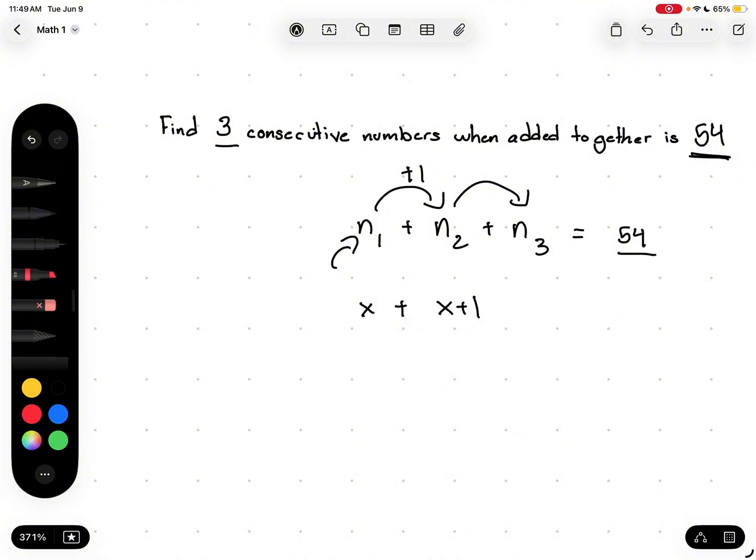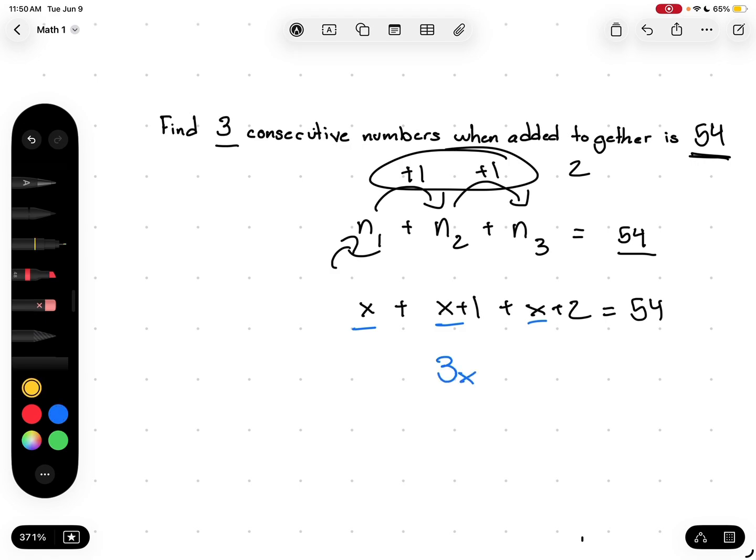And we do the same thing again, and that's 2. So if we add 2 to the first number, we get to the third number. And we replace the first number with x. So we add 2 to x. Think of n as like a variable, and we're just replacing it with x. And we know this whole thing equals 54. And now we solve like normal. We see we have 3 x's. And we see we have 2 normal terms. And we know that 1 plus 2 is 3.